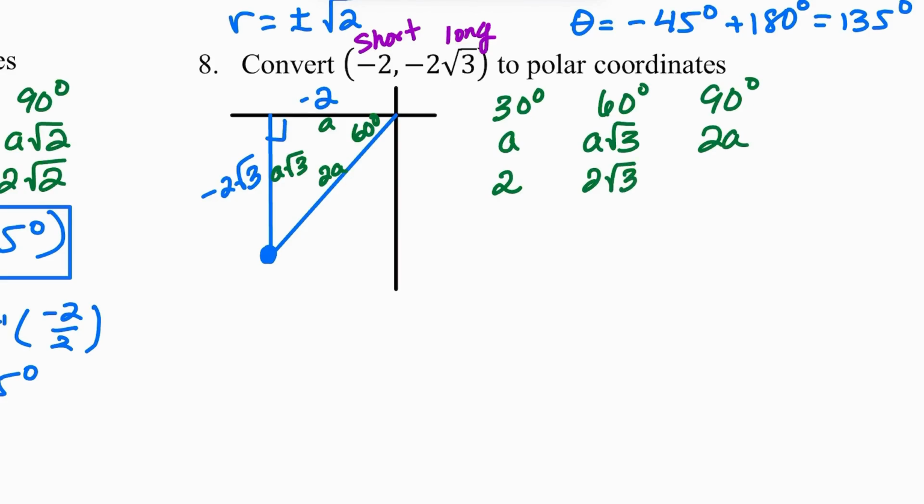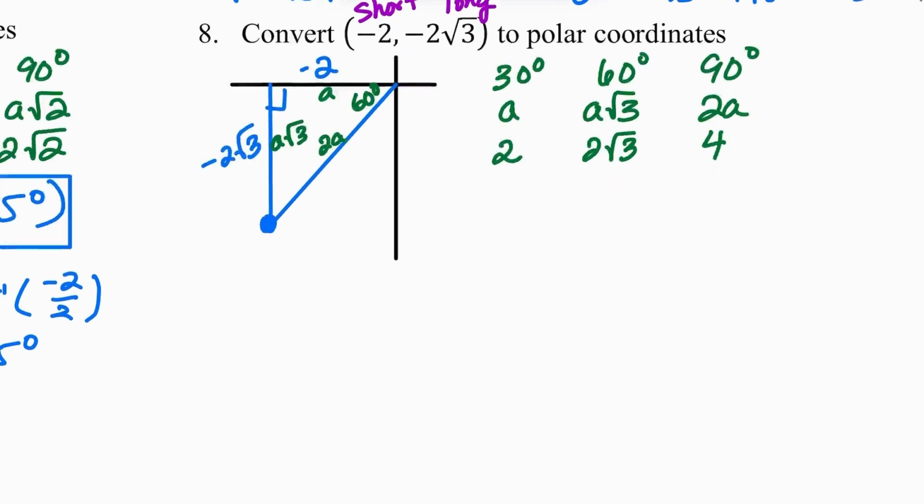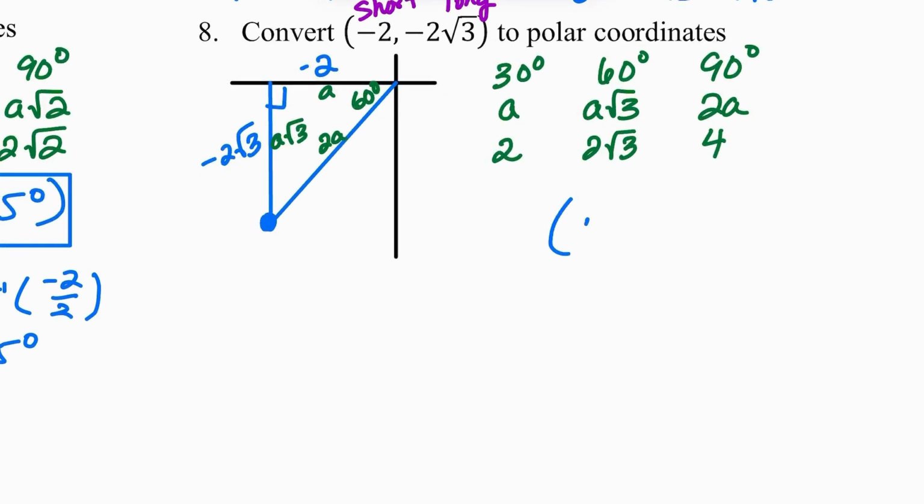So if you're talking about the radius, it's just twice A, which is 2, so 2 times 2 is 4. So there's your radius, it's 4. Then how do you figure out the angle measure? Well, it's a reference angle of 60 degrees in quadrant 3. Well, 60 degrees in quadrant 3 is 240.